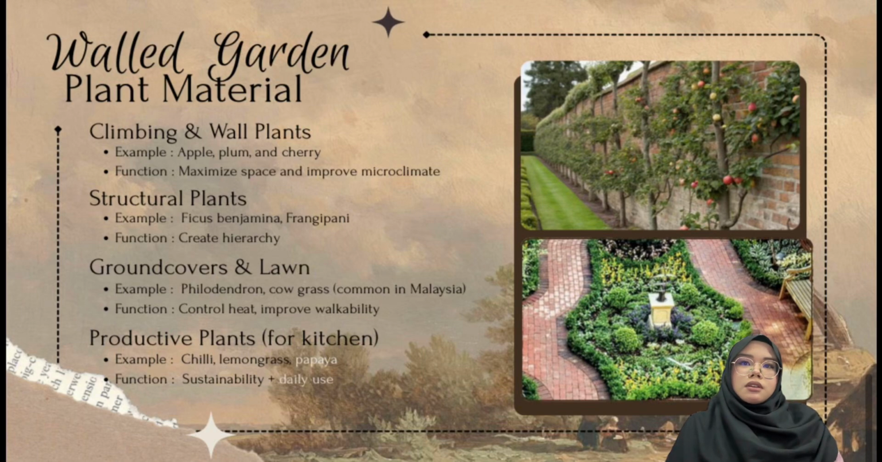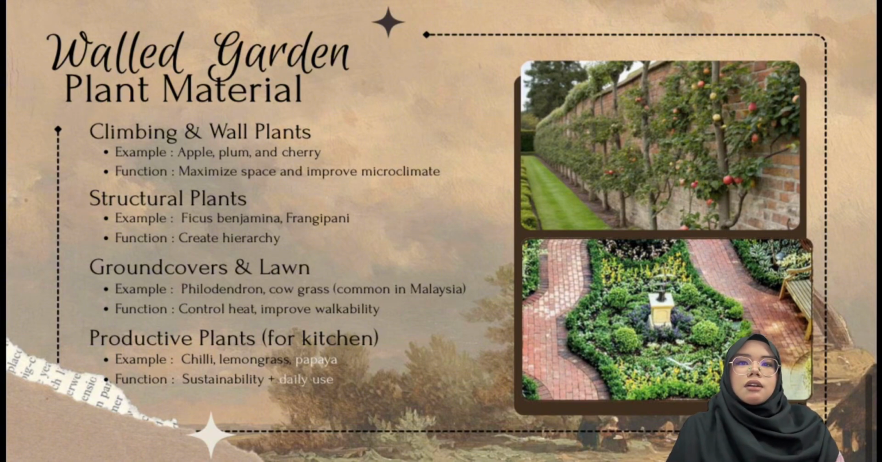I'll be talking about walled garden plant materials. For plant material, it has climbing and wall plants, for example, apple, plum, and cherry. The function is to maximize space and improve microclimate. The next is structural plants, for example, Ficus benjamina and frangipani, and the function is to create hierarchy.